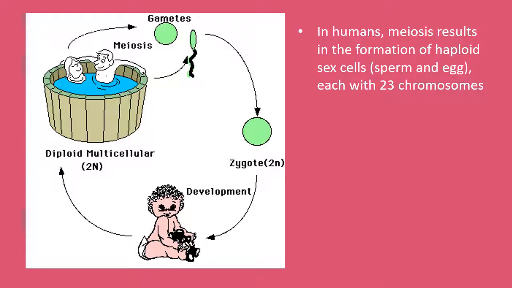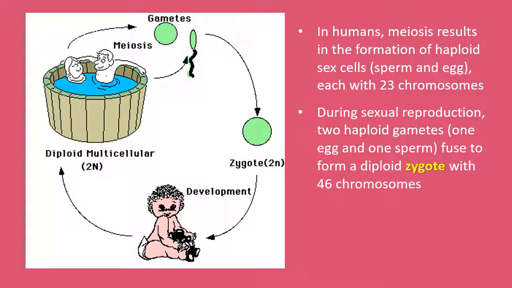So this is just showing you the process of sexual reproduction. We have diploid cells that undergo meiosis to form our sex cells, which is the sperm and the egg. And each of those are going to have half the complement of chromosomes as our diploid cells, so they're going to have 23. And then during sexual reproduction, when an egg and a sperm meet, they fuse together to form a diploid cell, which becomes a zygote, and so that zygote is going to be diploid and have 46 chromosomes, and then that zygote develops into a human baby.